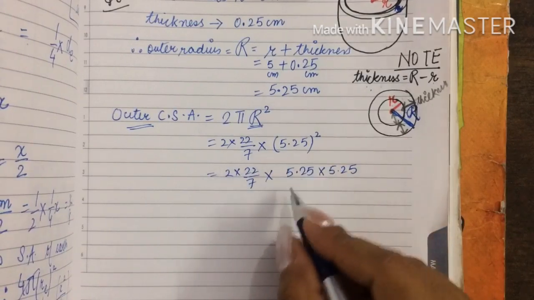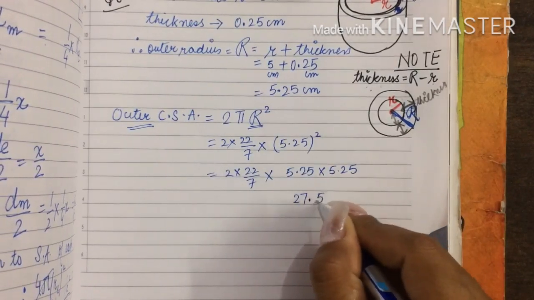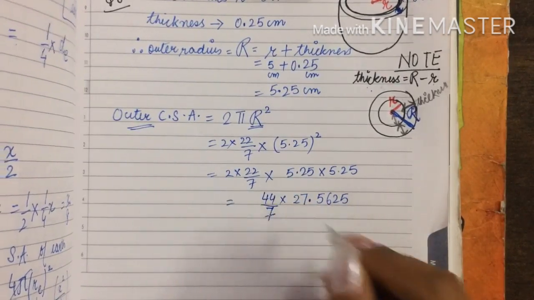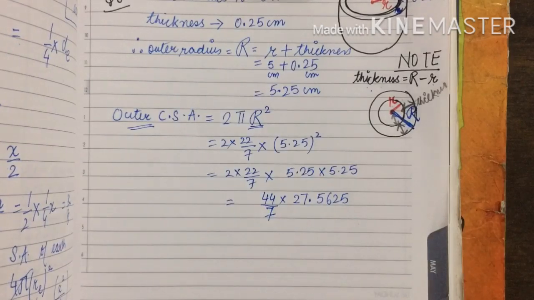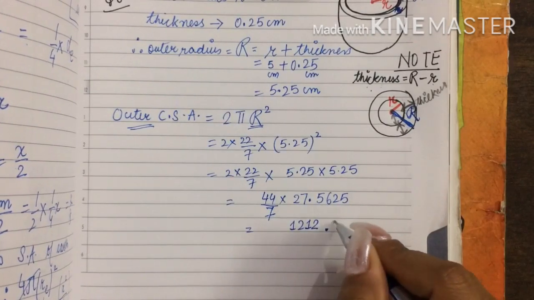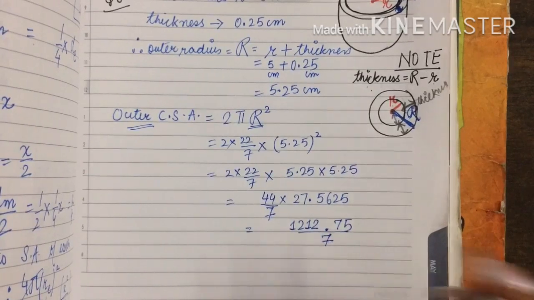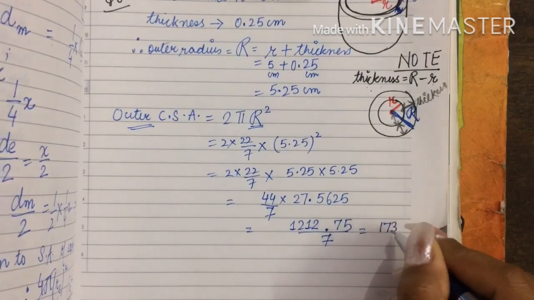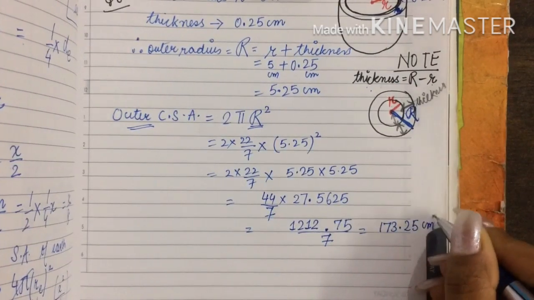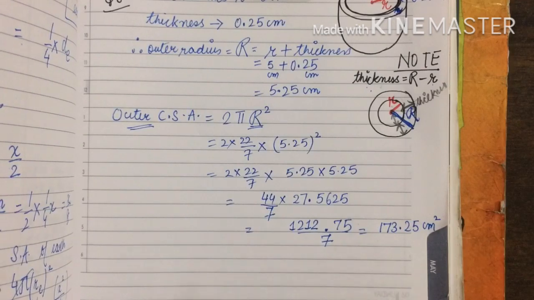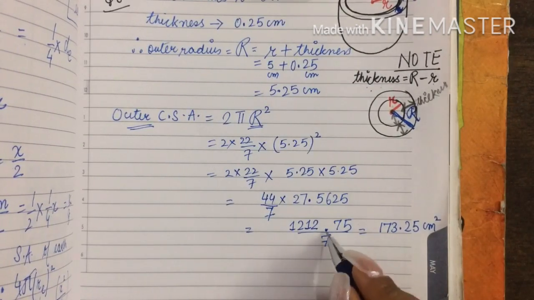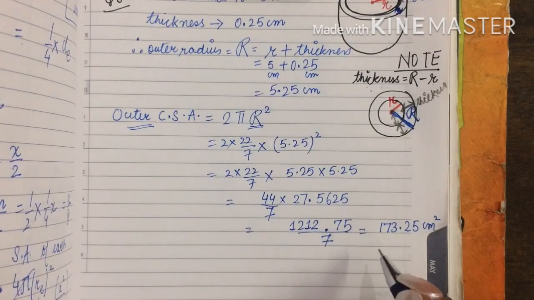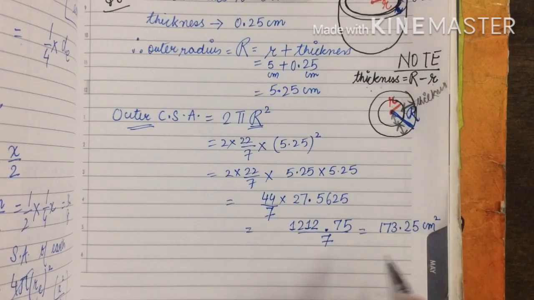Simplifying the square of 5.25, this comes out to be 27.5625. Multiplying it with 44 by 7, this is 1212.75 over 7. You can give the approximate answer as 173.25 centimeter square. You can leave the answer in fractions, remove this point and this will be 100, reduce it to the lowest form, and then you can leave the answer in fractions if you do not want to divide.